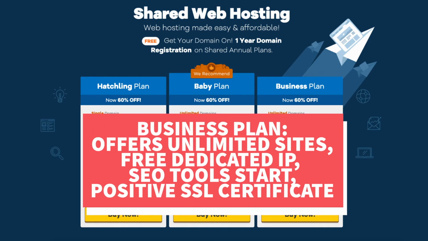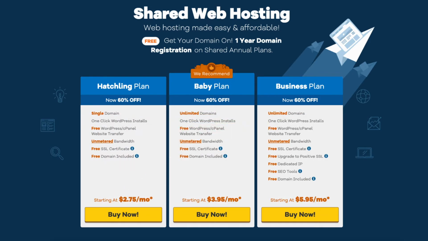I recommend going with the Hatchling or Baby plan when starting out, and then you can always upgrade to the Business plan as your site traffic and revenue grows. You can upgrade or downgrade to any of the plans at any time. Next, click the Buy Now button on the plan you want to select.